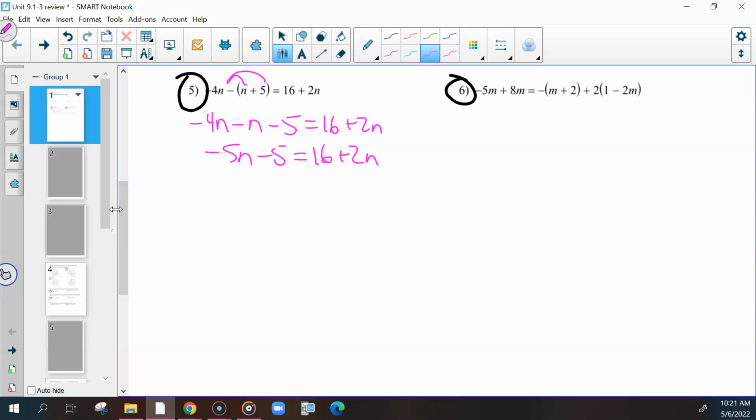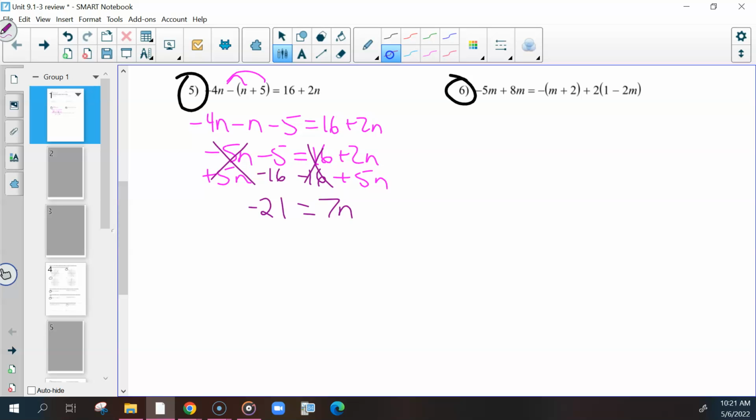-5, I guess. Okay. So we would be adding 5n to the other side. At the same time, I'm going to get rid of the 16 and move it to the other side. So our 5n's would cancel, our 16's would cancel. -5 minus 16 would give us -21. 2n plus 5n would give us 7n.